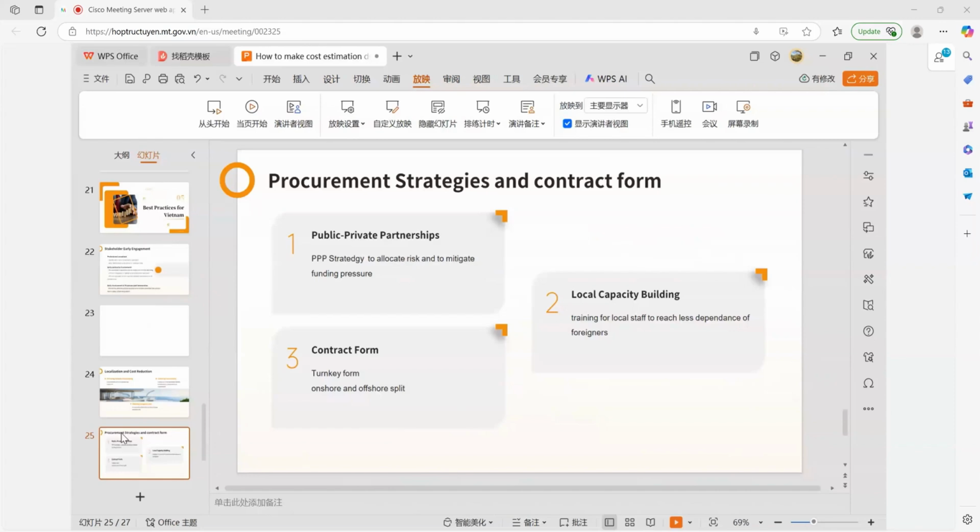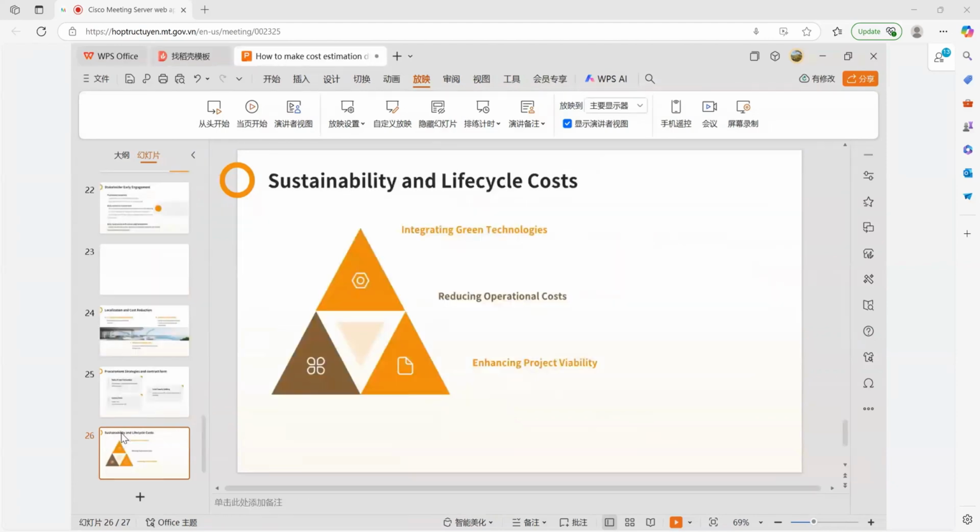Also, procurement strategies and contract form will be helpful for the risk allocation and for the cost reduction, since there will be other experts to share their experiences in this aspect. I'm not going to go into detail for this part. And of course, green technologies will be very helpful for the sustainability and the life cycle costs for the project.